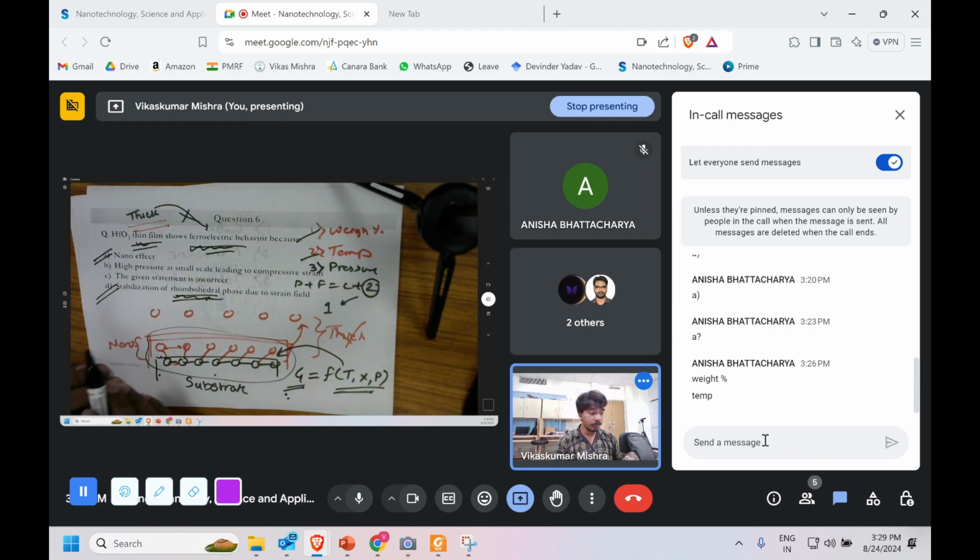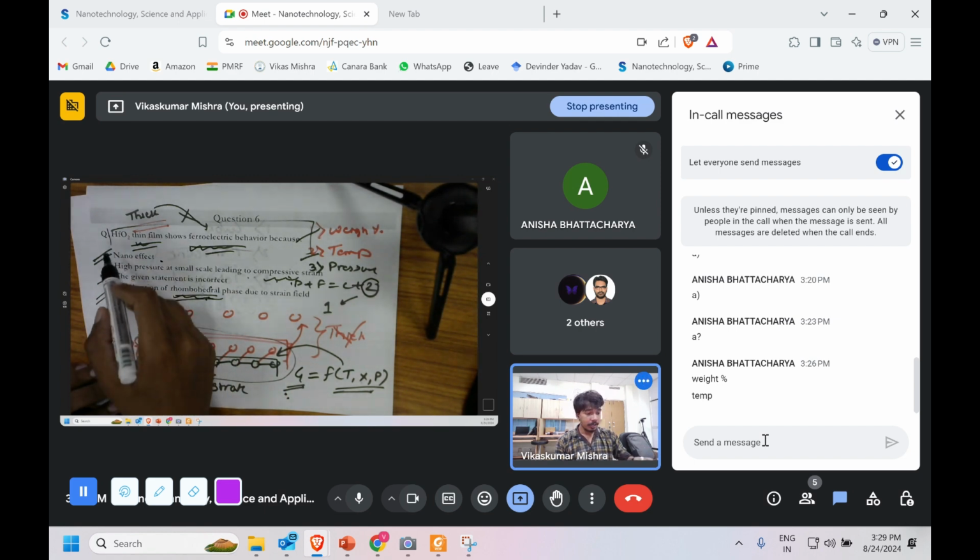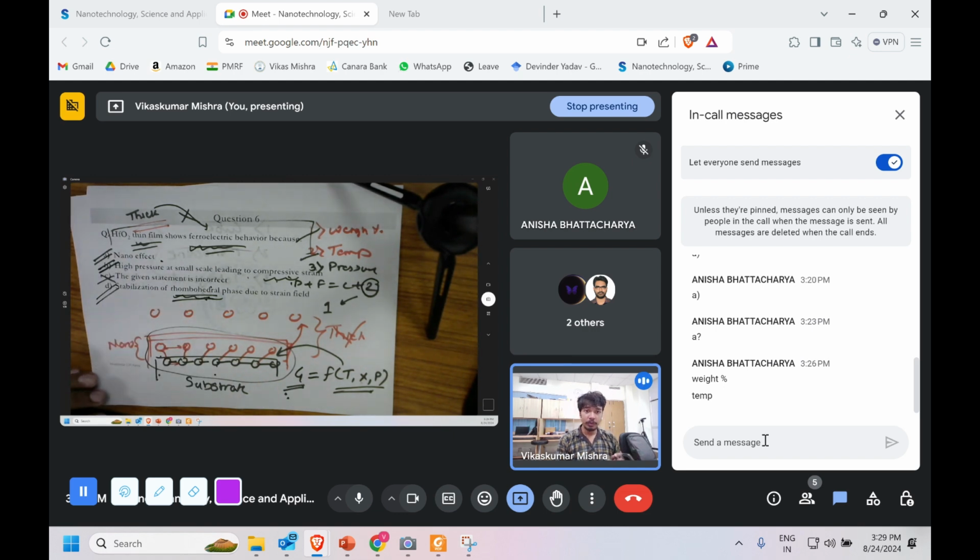Option D is the correct option. The given statement is incorrect. They are telling that this question itself is incorrect? No, the statement is incorrect. High pressure at the small scale leading to compressive strain, that is true, and this is a nano effect, and this compressive strain is the one which is causing this particular rhombohedral phase to stabilize, and with that option B is also a correct answer. So A, B and D are the correct answers here in this particular question number 6.